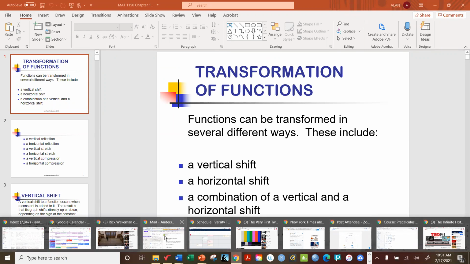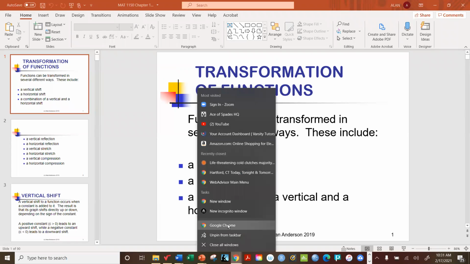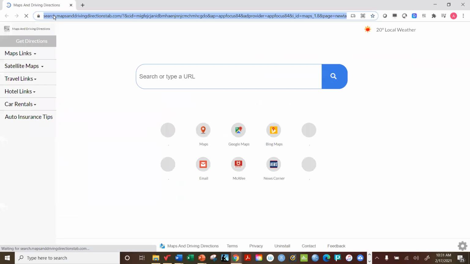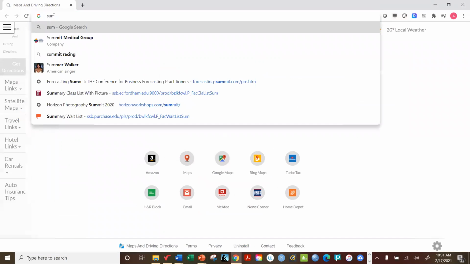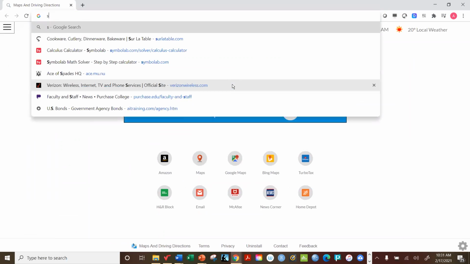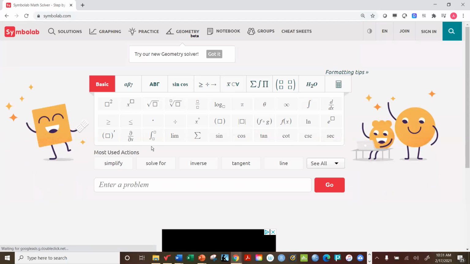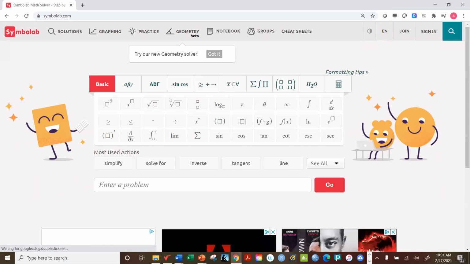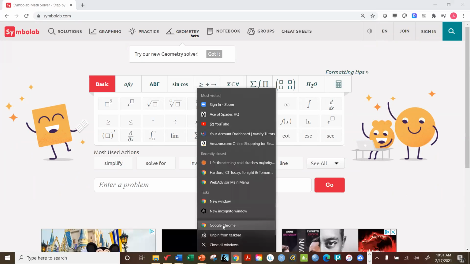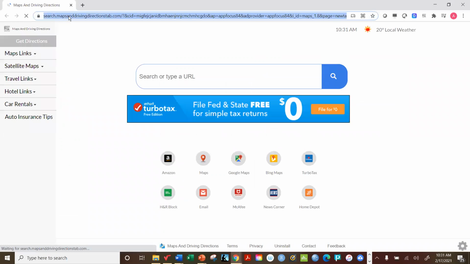Let's see what happened to it. It's here somewhere. All right, I'll just open it back up again. The one thing I don't know if Symbol Lab can do is show two graphs at once, two functions. I have to investigate that. In fact, I bet somebody's already asked that question before.